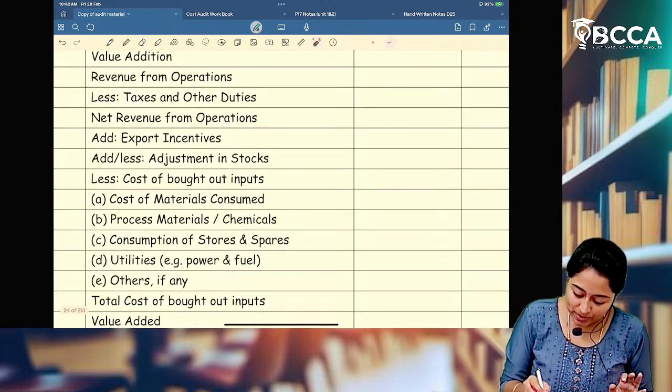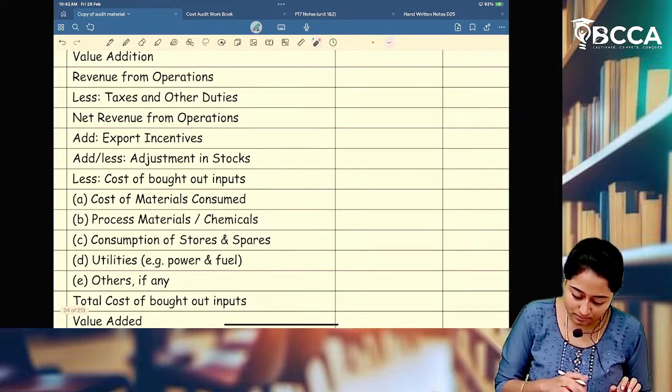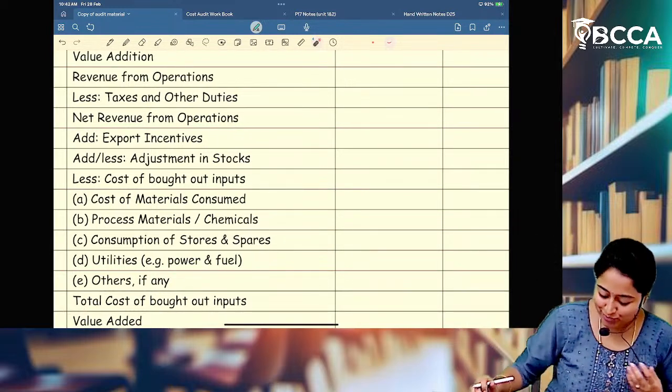Now, add or less with the adjustments. Wait, I am only confused.